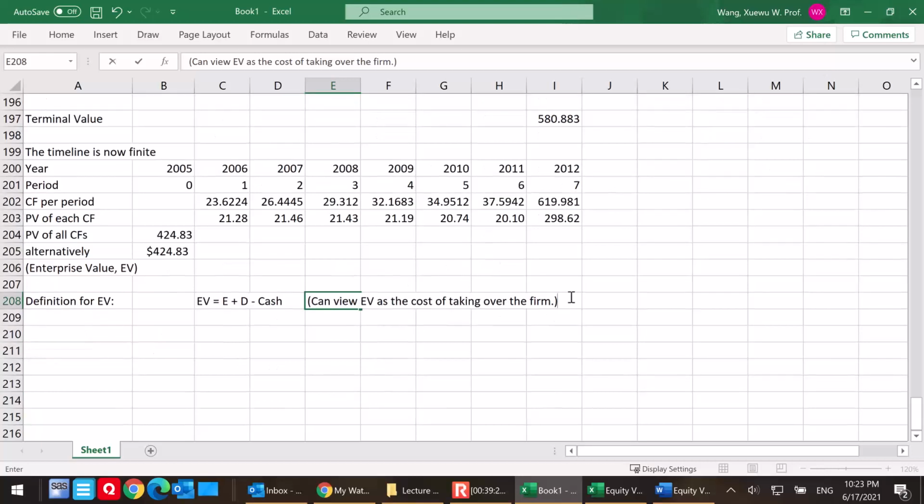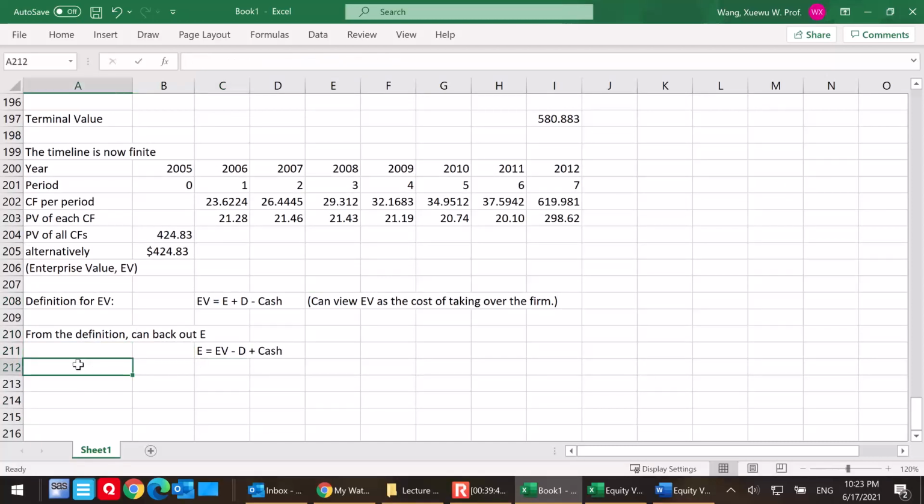All right. So if I want to actually get a stock price, from the definition, I can back out market value of equity. So market value of equity is going to be equal to enterprise value minus debt plus cash. In this case, I'm just going to take the numbers. Enterprise value, this number here, minus debt. So go back to the question. The debt is actually $3 million, and plus cash. The cash is actually 100 million. All right, so everything is in million. So that's going to be $521.83 million. That's the total market value.